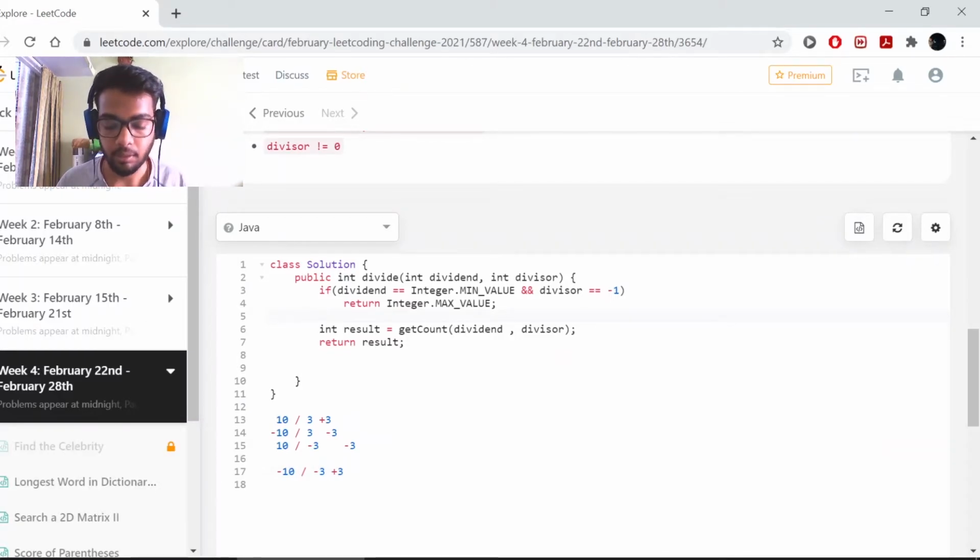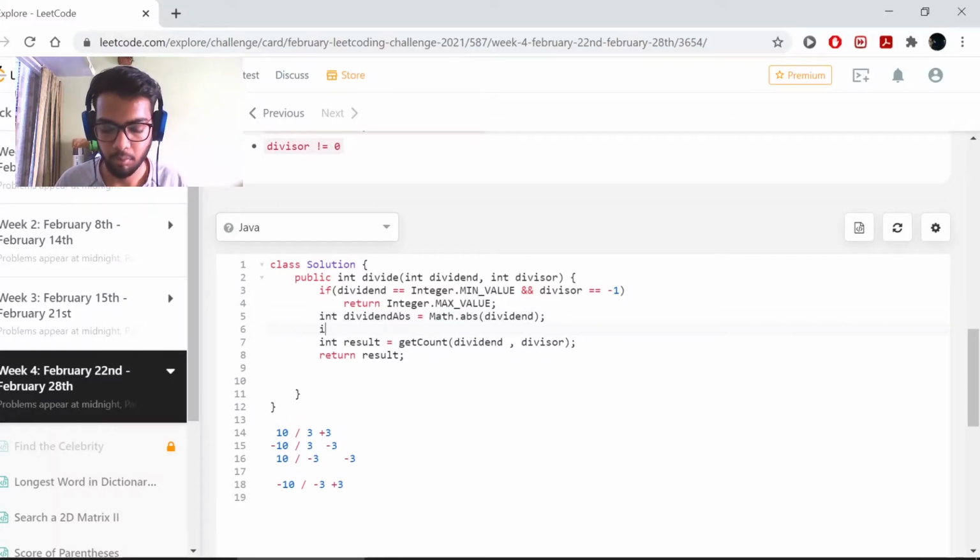So we need the absolute value, so I'll call it int dividend. Let's call it absolute value is equal to Math.abs of my dividend. I don't want it to be a negative value or a positive value, because then it would not work for the algorithm. And it would be Math.abs of my divisor. Done. And I need to pass this absolute value and not the normal value.